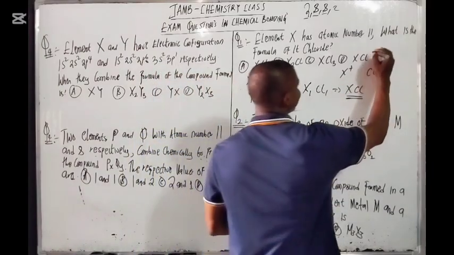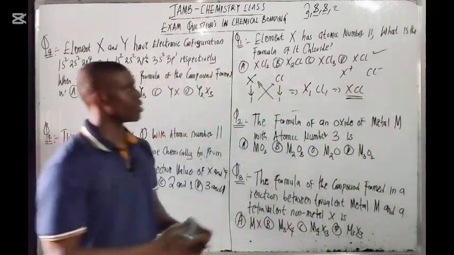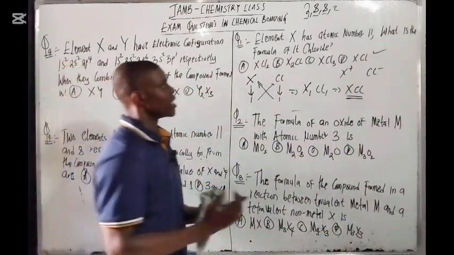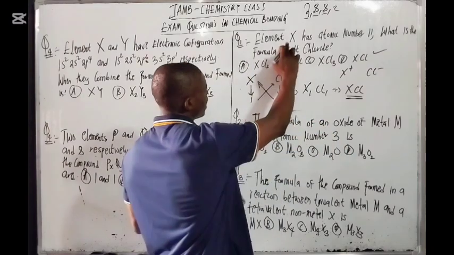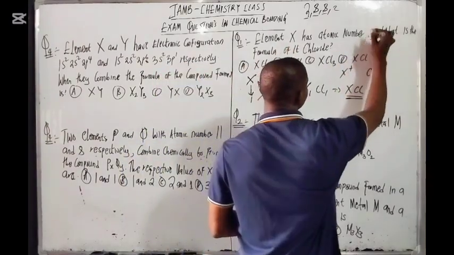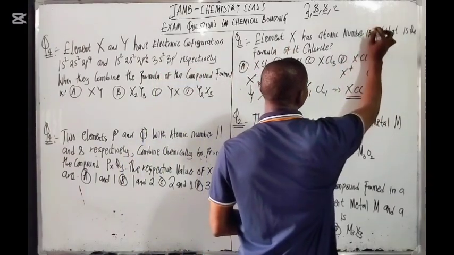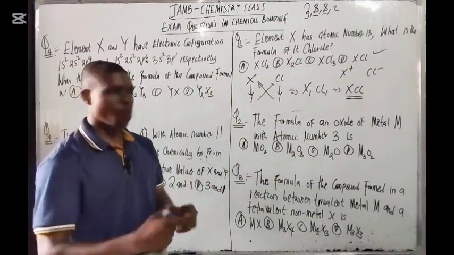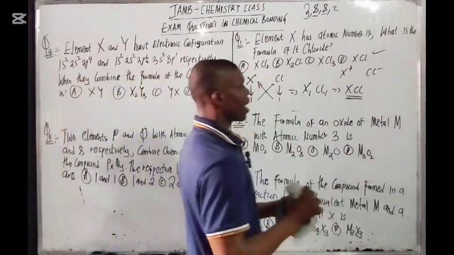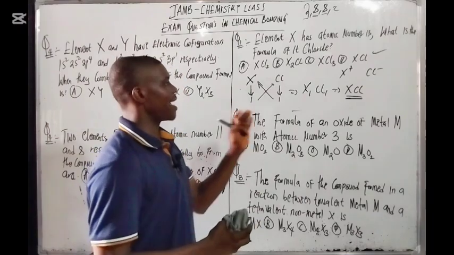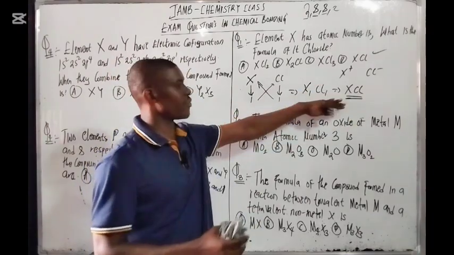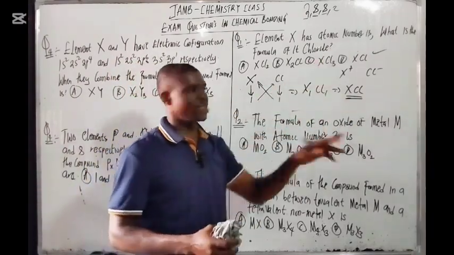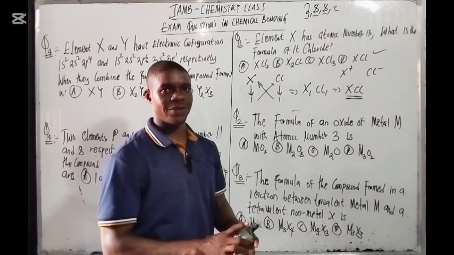What is the answer here? The answer is D. Now let us say, for example, the element X is 13. If it's 13, what will be the formula? Go ahead and do this one here. Now remember, when it's X, we have this one. When it's 11, we have this one here. But when it's 13, what will be the answer here? So do it for me.